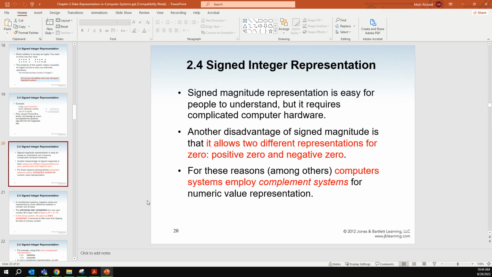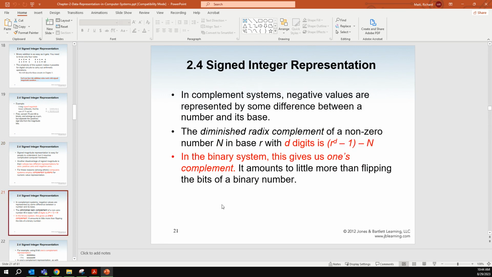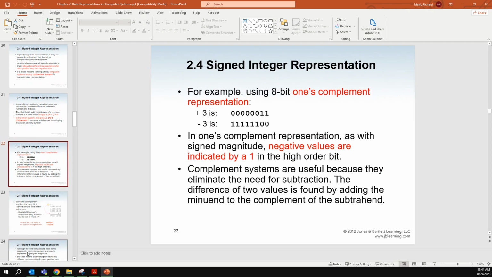So computer systems employ a complement system for numeric value representation. Negative values are represented by the difference between a number and its base. So we've got the diminished radix. You can see that notation. So the binary system gives us 1's complement. Remember, negative values are indicated by 1 in the high order bit. So here, this is indicated by 1.